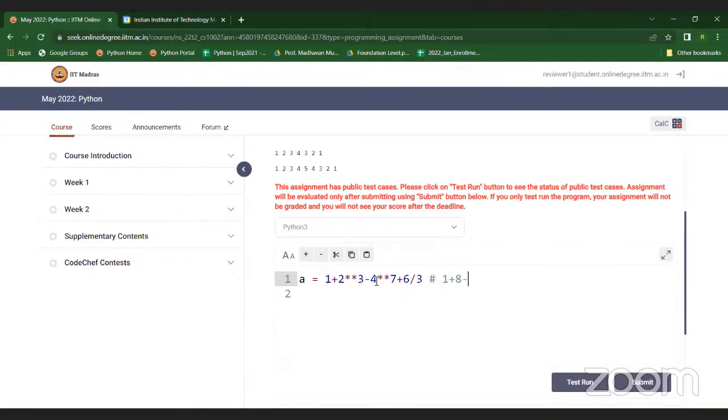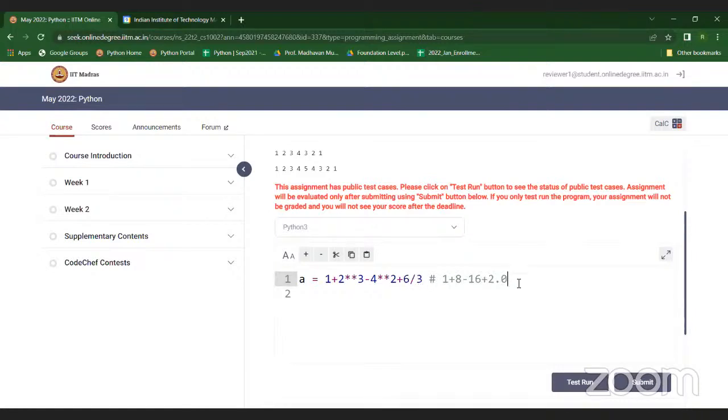Minus, we do this 4 star star 7. We'll do that because it has the same precedence. 4 power 7 is too much, I guess, so I change it to 4 power 2. That is 16. Plus 6 divided by 3 is 2.0, because that will give a float value.